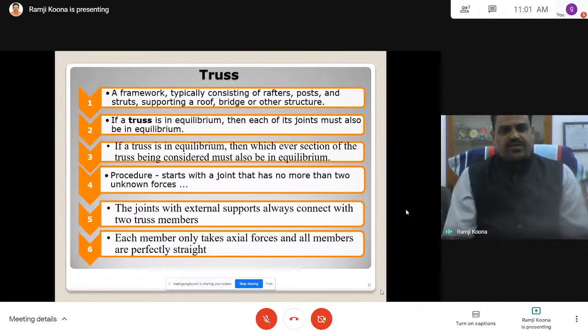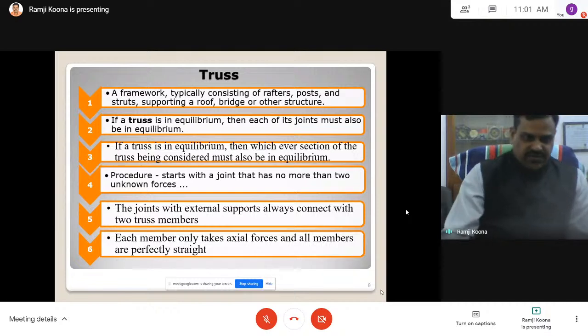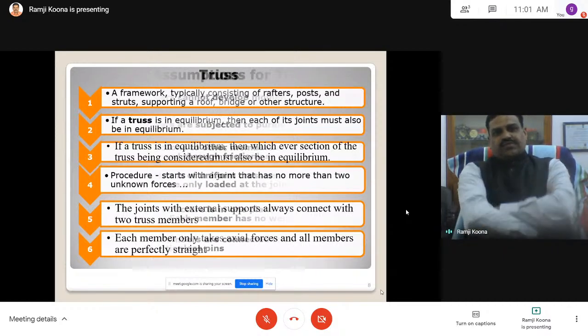See here what we have to do is, the joints with external supports always connect with the two truss members. Each member only takes axial forces and all members are perfectly straight. This is one more thing you have to keep in mind, because curved members we can't consider here in the trusses. Only straight members, that is another assumption. In a real scenario you can consider otherwise, but from our syllabus point of view, we'll try to consider like this. Now let us go to what are the assumptions which we are following.